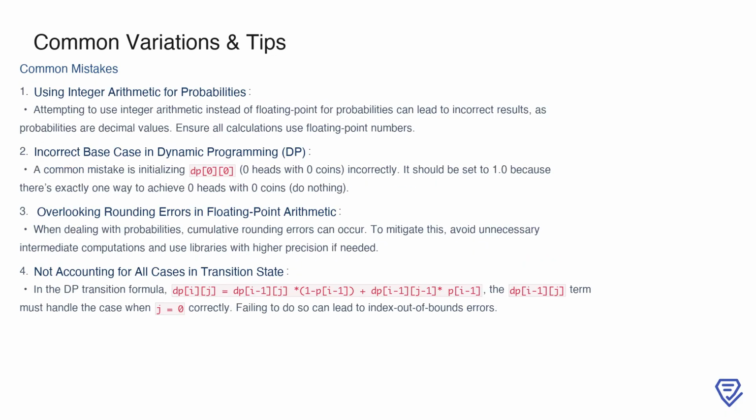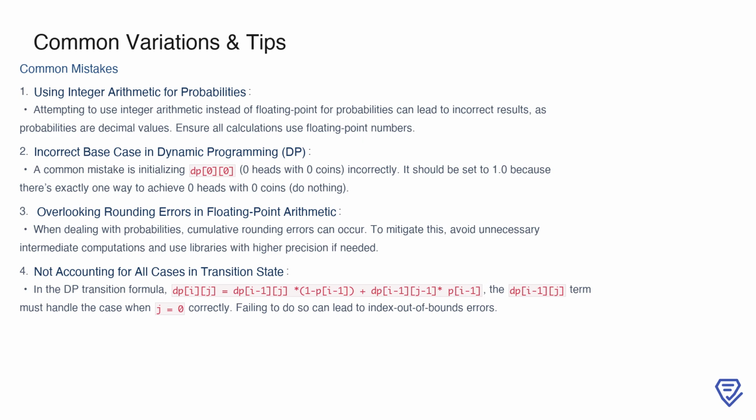When tackling this problem, there are a few common mistakes to be mindful of. First, using integer arithmetic for probabilities is a frequent pitfall. Since probabilities are decimal values, integer arithmetic will truncate these values and produce incorrect results. Always ensure you use floating point arithmetic for calculations. Next, the base case in dynamic programming is critical. DP[0][0], representing 0 heads with 0 coins, should be initialized to 1.0 because there's exactly one way to achieve this, by doing nothing.